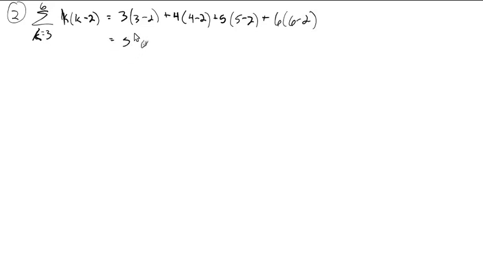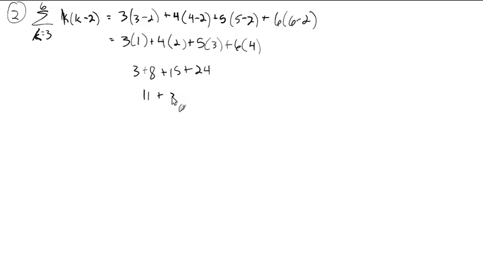So this is 3 times 1 plus 4 times 2, plus 5 times 3, plus 6 times 4. 3 plus 8 plus 15 plus 24. And we have 11 plus 39, so 50. Okay, I will show you the formulas for number 6.